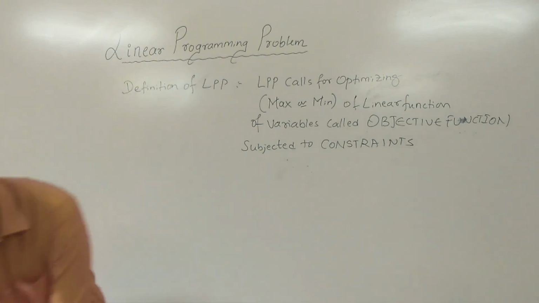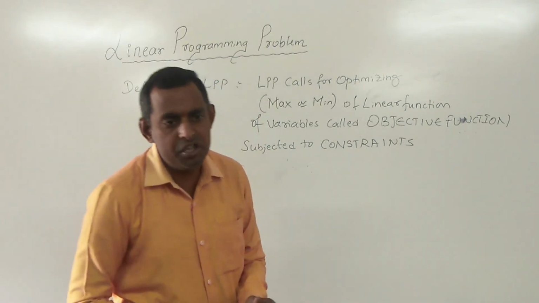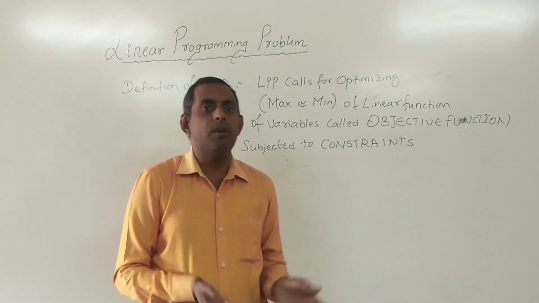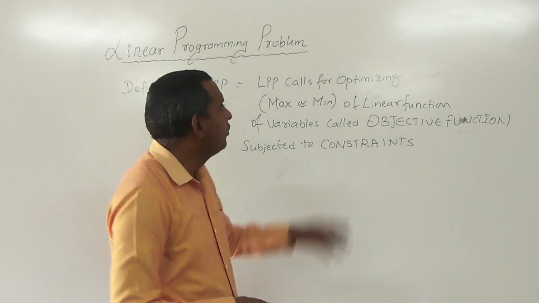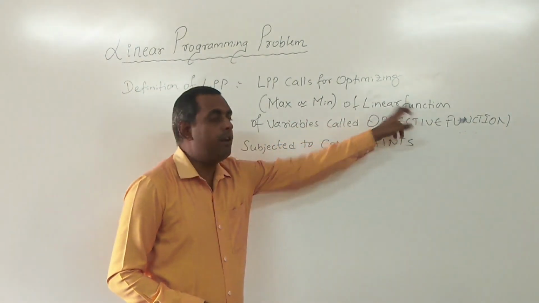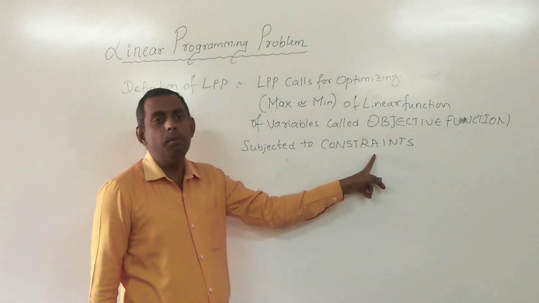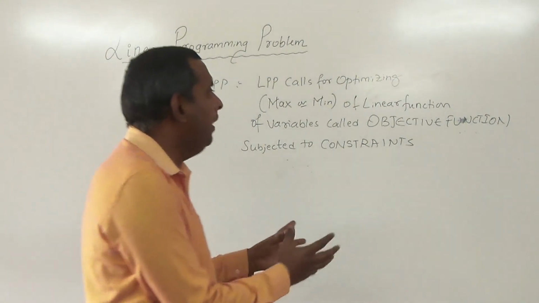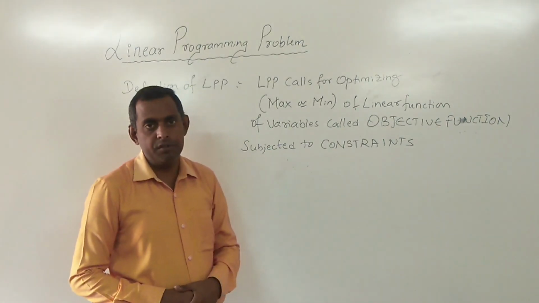So let me explain in detail. What is LPP? LPP is calling for optimization. Optimization in terms of profit is maximum, and optimization in terms of loss is minimum, or minimum allocation of resources. So whether we are going for maximum or minimum of the linear function of a set of variables, it is called the objective function, subjected to some constraints, that is conditions. This is the definition of LPP. And LPP is an objective function subjected to some constraints. Fine. Thank you.